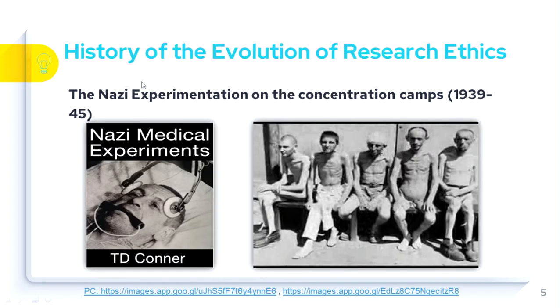So let us look at the history and evolution of research ethics, and why there was a need for a code of conduct in the first place. The Nazi experimentation in the concentration camps was one of the first reasons. So what happened during the Second World War? Germany became a superpower by occupying and defeating neighboring countries such as Poland, Denmark, Norway, Belgium, Netherlands, France, Greece, Yugoslavia, among others. Eventually Germany did not win the war, but at the beginning they were very powerful.